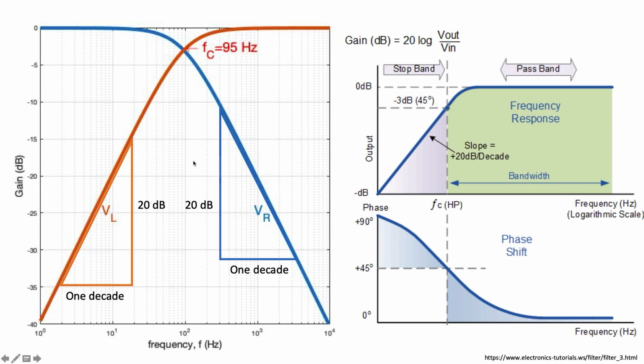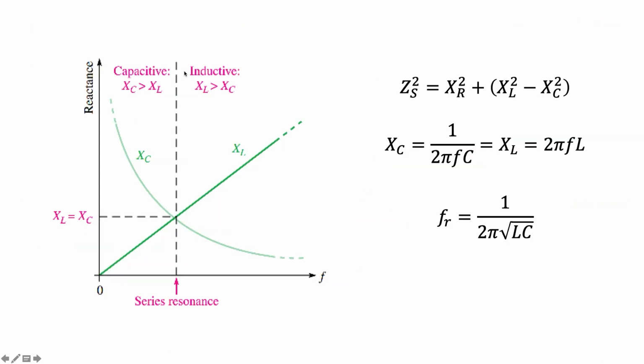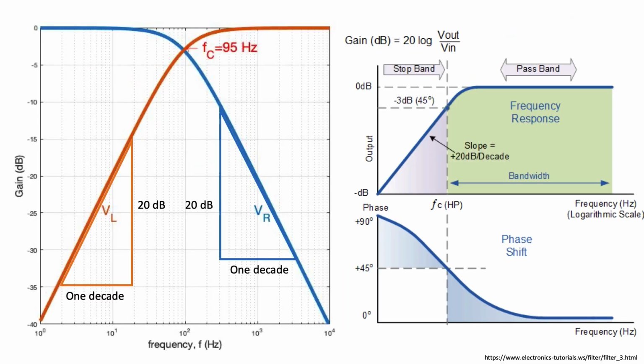From this figure, we see that the curve satisfies the 20 dB per decade slope, and at minus 3 dB, the cutoff frequency, where R equals XL, is 95 Hz. The low-pass filter bandwidth of VR is also 95 Hz, while the high-pass filter bandwidth of VL is infinite.